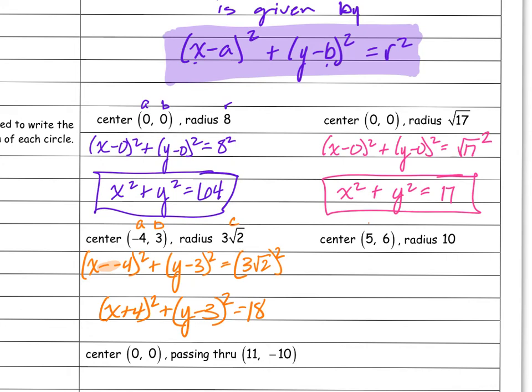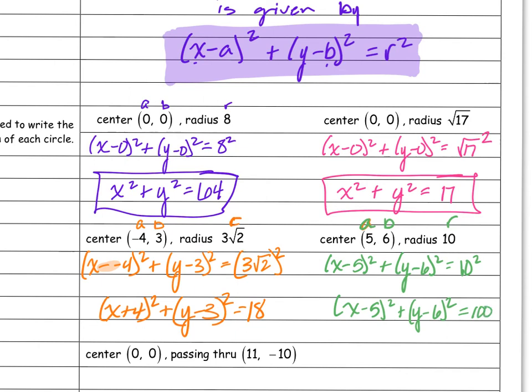So I've got a and b and r. And I don't know why I put c there. So weird. Okay, having a rough day. So I'm going to say (x - 5)^2 + (y - 6)^2 = 10^2, or (x - 5)^2 + (y - 6)^2 = 100.